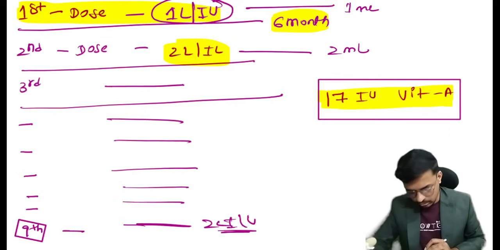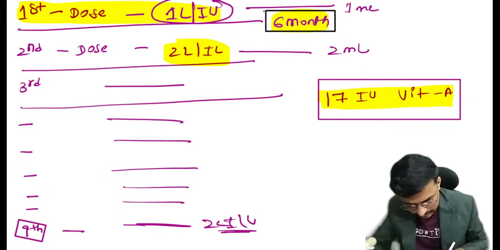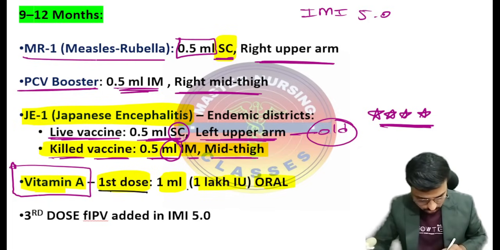Hope it is clear. The gap you have to remember: there should be a 6 month gap between each dose. The next very important point: the vitamin A first dose is 1 ml, or 1 lakh international unit, which we are giving orally.